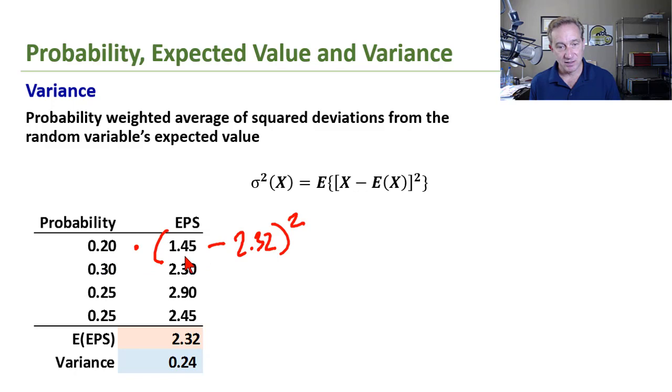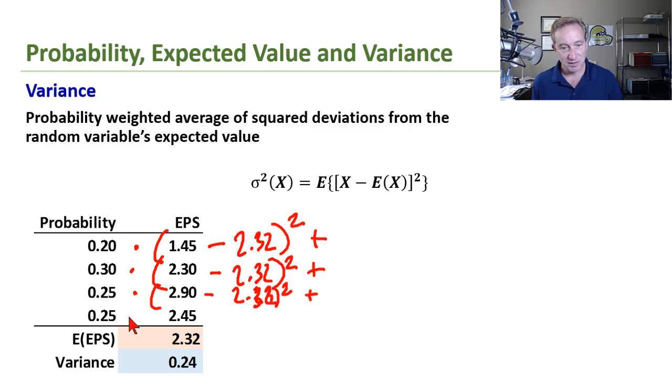So 20% multiplied by the deviation squared, and I'm adding that to 30% multiplied by $2.30 as the outcome, and its deviation against the same expected value squared, plus 25% multiplied by 290 minus 232 squared, plus finally 245 minus 232 squared, equals, right? So I'm adding together 4 terms here.